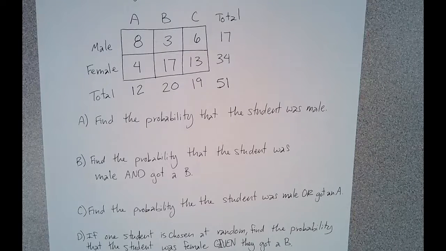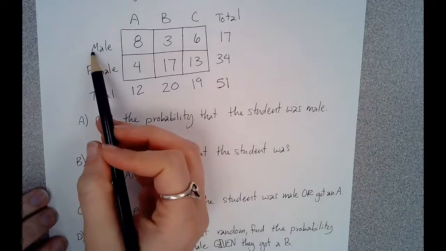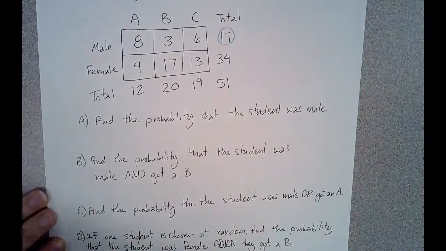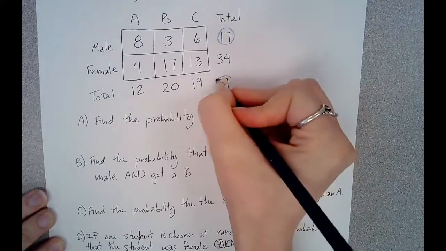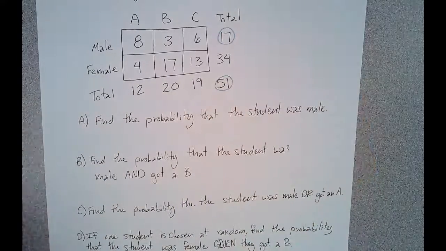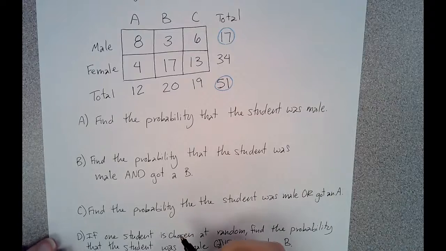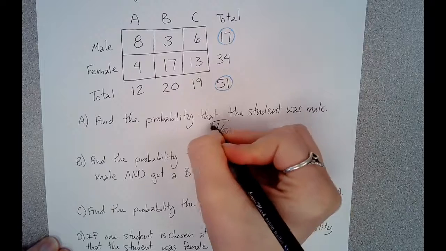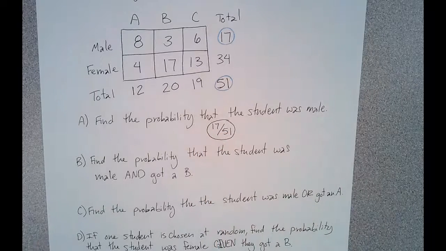So the first one says, find the probability that the student was male. So the student being male, we're looking at the total number of males. 17 of the people were male. And it's going to be out of everybody. Unless it has the word given, it's out of everybody. So if you do not see the word given, it will be out of everybody. So the probability that the student was male is there's 17 males out of 51 total. And that's it. You don't have to simplify or reduce or anything on your fraction.